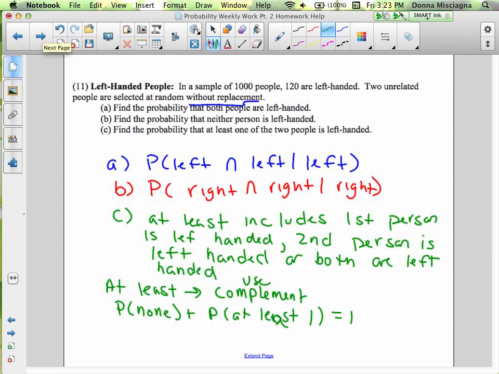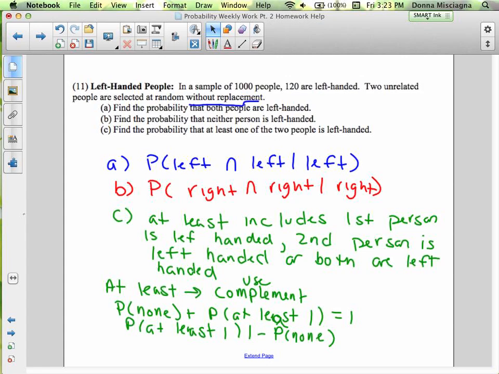So you could also find the probability of at least, and the easiest way, rather than calculating all those probabilities out, would be to take 1 and subtract the probability of none, because at least includes everything but that. All right, so there's a big old hint on 11C. All right, now this is not too difficult, is it?